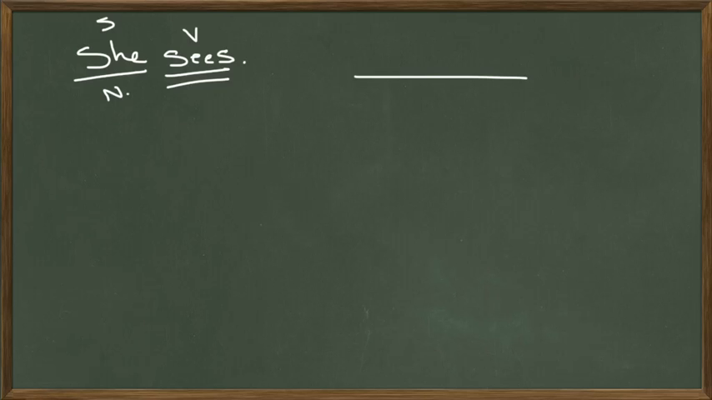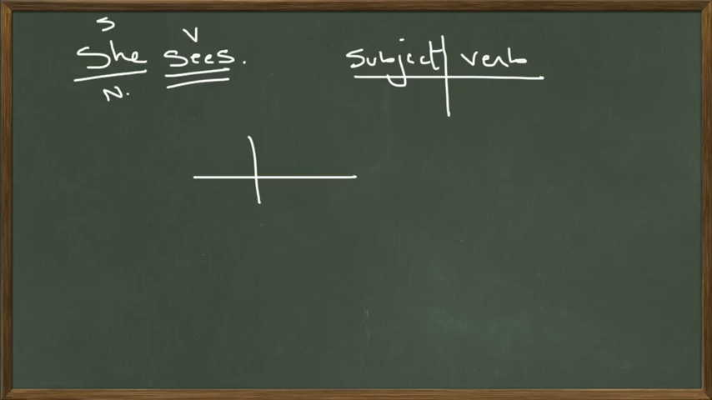To diagram an English sentence, you always start with a straight line, which you then divide in two. The subject goes on the left side, and the verb goes on the right side. So that's exactly what we'll do in this situation. We'll start with a straight line and divide it. She sees. We now have this English sentence diagrammed. The last step is to turn this sentence into Latin. She in Latin is ea, and sees is videt.